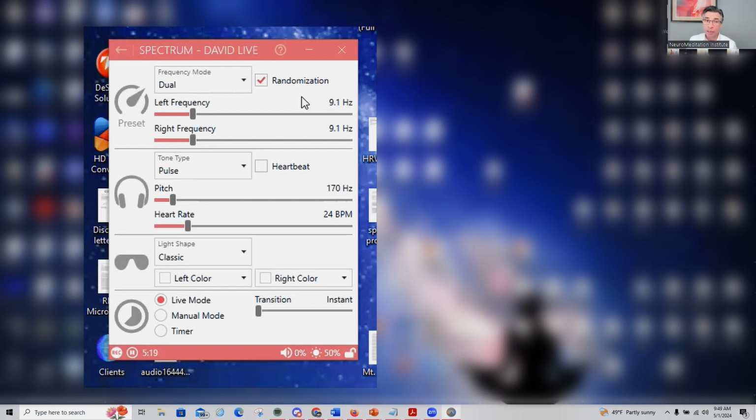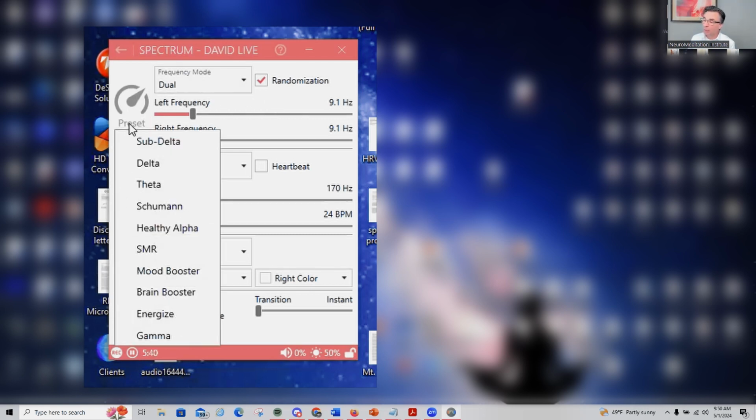Now, if you don't like it for some reason, and what I mean by don't like it, I actually had this happen with somebody recently, that the movement of the lights going a little faster, a little slower bothers you for some reason, you can just take the randomization off. It's fine. No problem. Okay. Let's go back to the preset for a minute and let's pick a different program. So let's go to the mood booster.